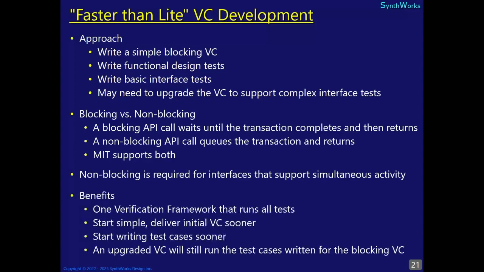All right, benefits. We have one verification framework that runs all tests. If you start with subprograms and procedures and switch to verification components, you're supporting and maintaining two different verification hierarchies, whereas this one framework runs everything. We start simple. We deliver an initial verification component sooner. Then if you have a whole team of people in the verification environment, people can start writing tests right away, start testing things. As somebody else goes out and upgrades the verification component, they have the full asynchronous capabilities.